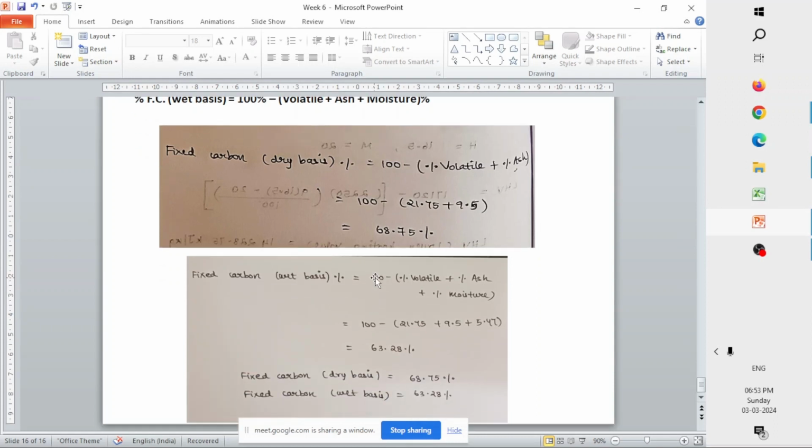And in case of the wet basis, if you are supposed to calculate, then in case of the wet sample, you will have to also include your moisture content.